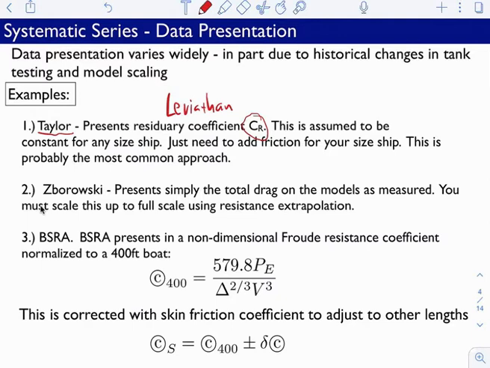Remember, with the Froude assumption, this value CR, which includes form and wave drag, is constant for any size ship. So you're in charge of putting on the frictional component. This is probably the most common approach, to give you the residuary coefficient.